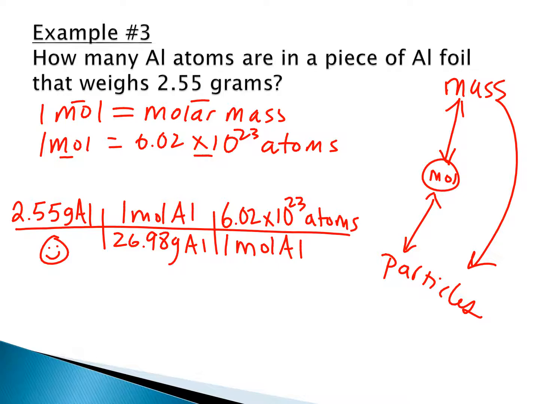And when I put this into my calculator, I'll say 2.55 times 1 divided by 26.98 times 6.02 times 10 to the 23rd. And I get that in that sample of aluminum, there's 5.69 times 10 to the 22nd atoms.